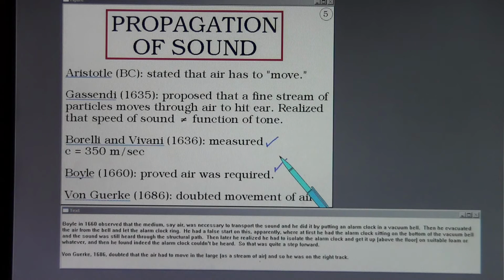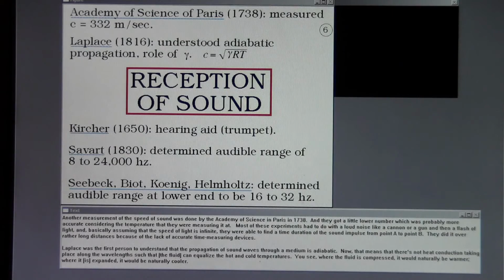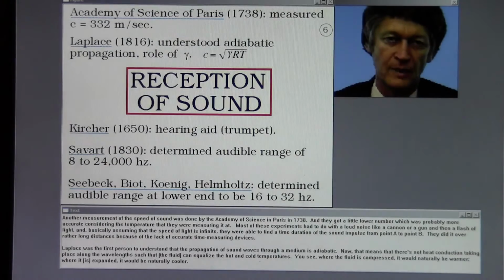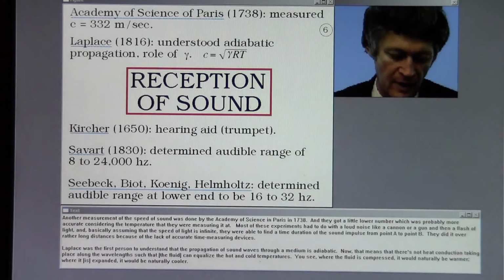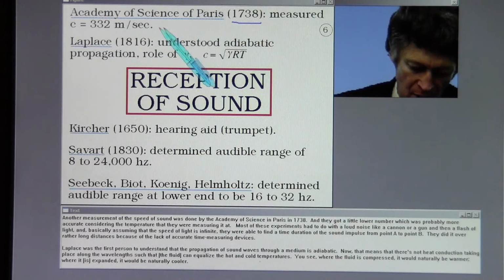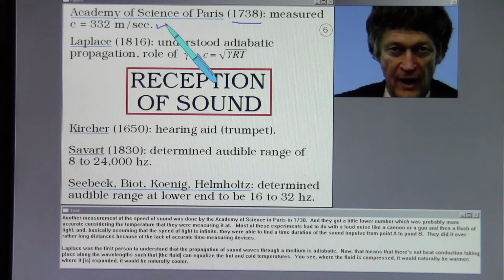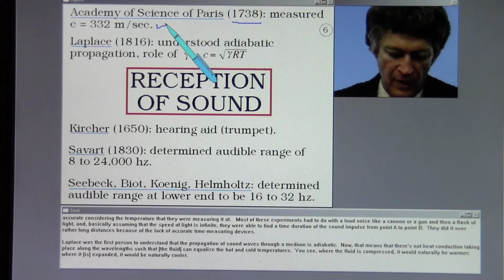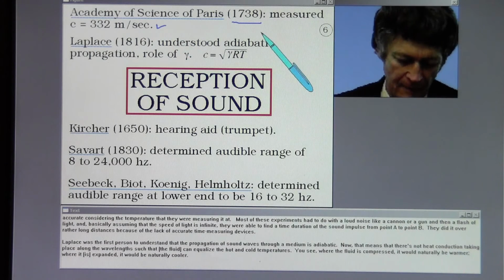Von Guericke, 1686, doubted that the air had to move in the large as a stream of air. And so he was on the right track. Another measurement of the speed of sound was done by the Academy of Science in Paris, 1738, and they got a little lower number, which was probably more accurate considering the temperature that they were measuring it at.